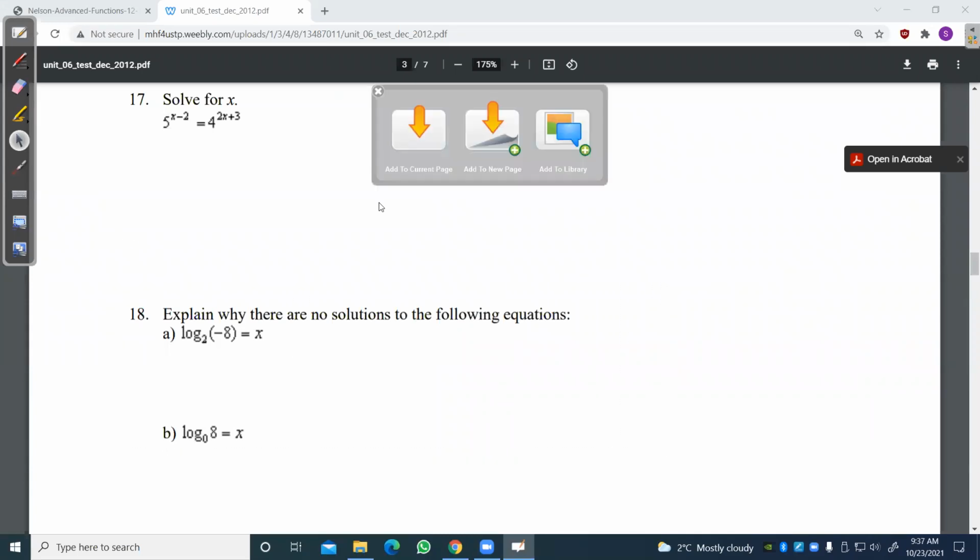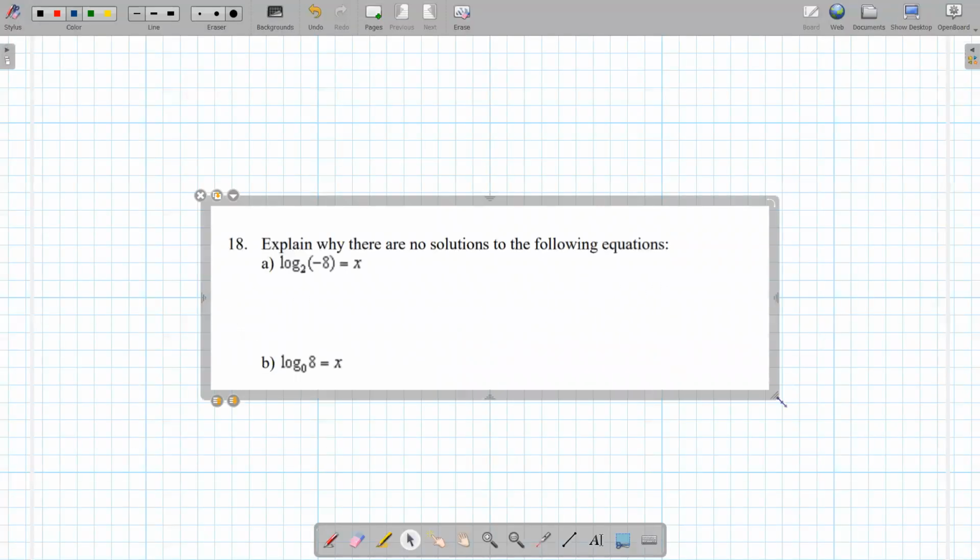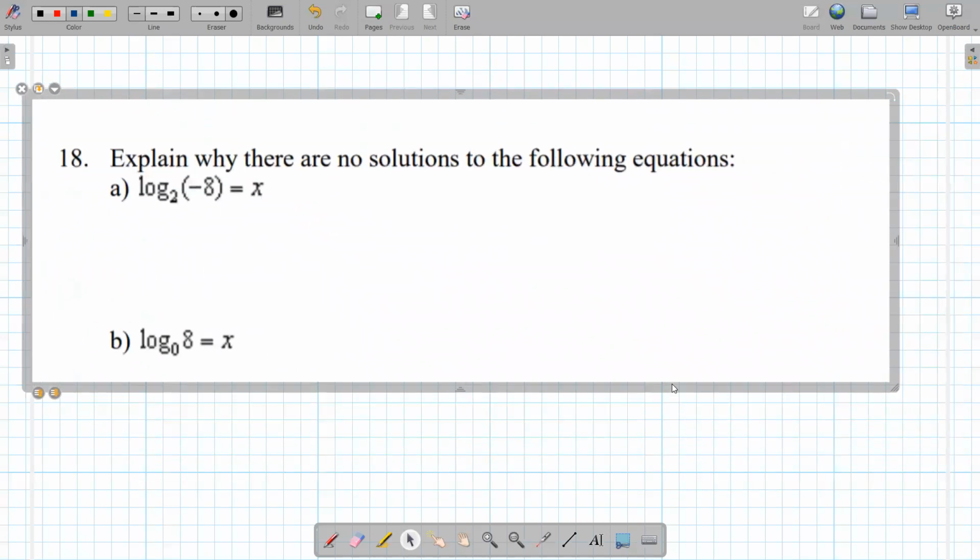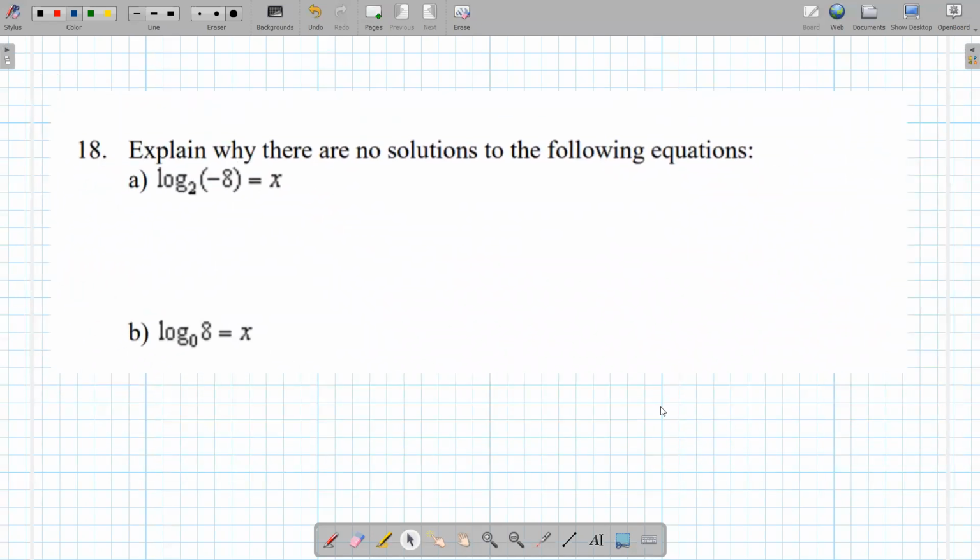Here's a communication problem. Explain why there are no solutions. Well, the first one, you can't have a negative argument. And the bottom one, I don't know why it wouldn't work. Oh no, actually, because it would always be 0, right? So here you have 2 to the power of x equals -8 for the first one.